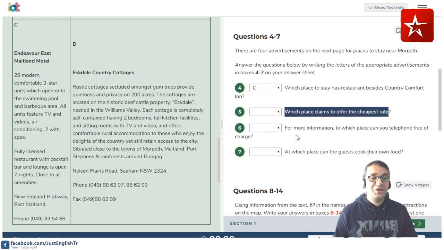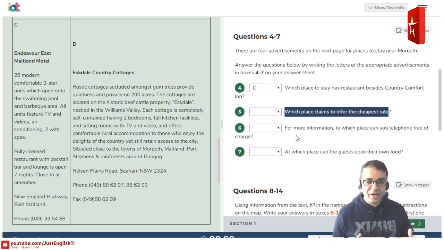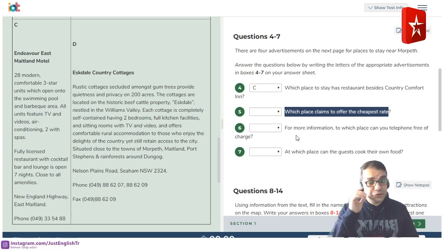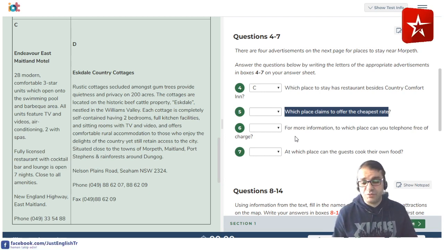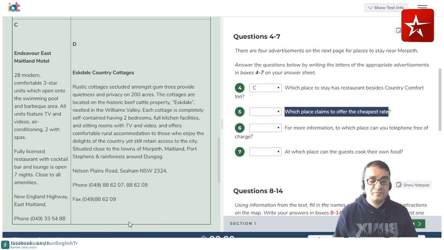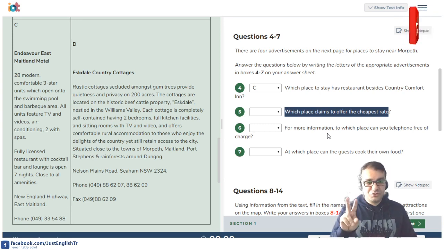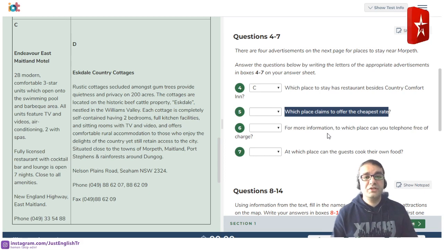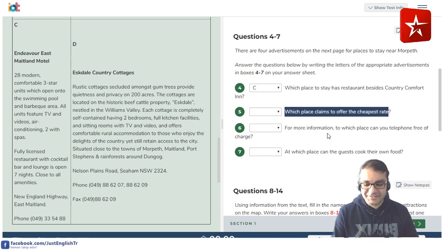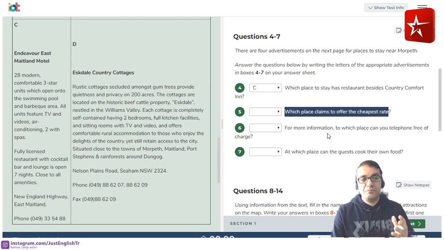Now number 5. Which place claimed to offer the cheapest rate? Now here we have to find where and where. Which one do you remember you find the answer in? A and B or C and D? Come on. Now by just one look, you will find the answers, you will remember. So now number 5, which is number 2 in this text. What do you think, folks? Is it C or, for example, we already chose C.